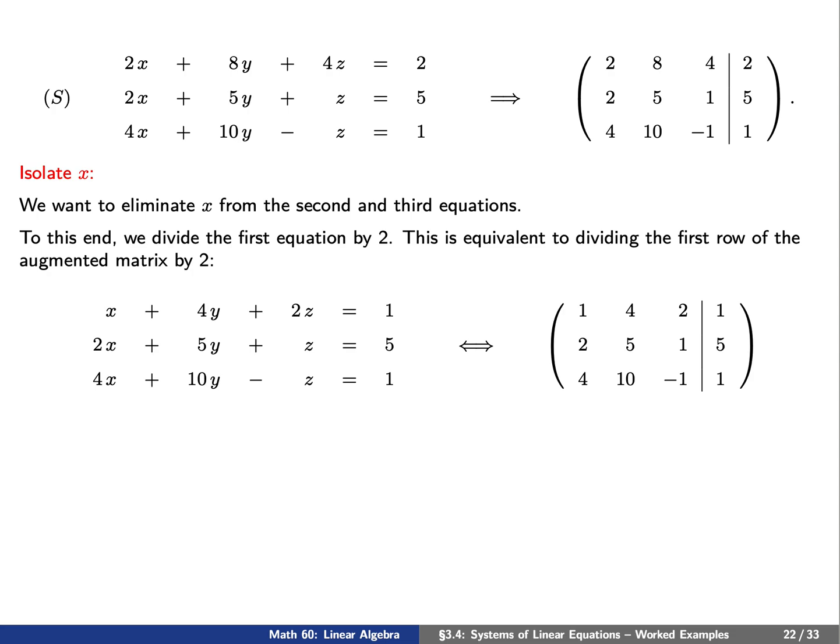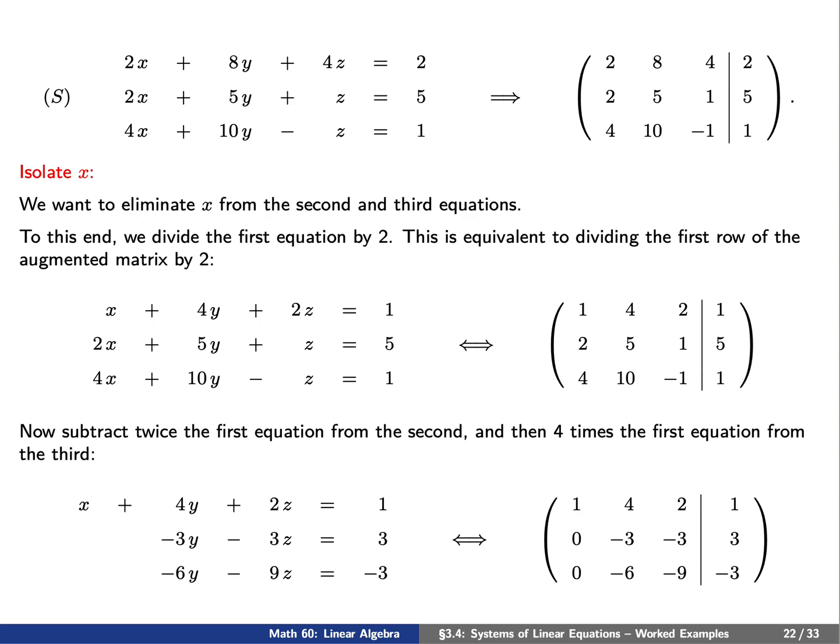First, let's take the first equation and divide it by 2. This will make sure that we don't really have any funny coefficients to play around with. You can see here in the middle of your screen that the second and third equations are left alone, but now the first equation becomes x plus 4y plus 2z equals 1. Intuitively, we've made sure that we have a pivot in the first row, first column.